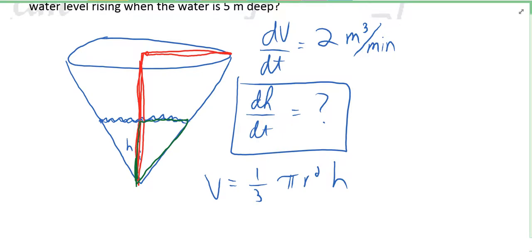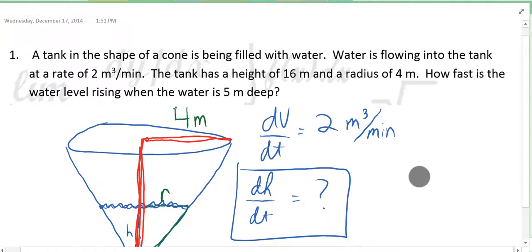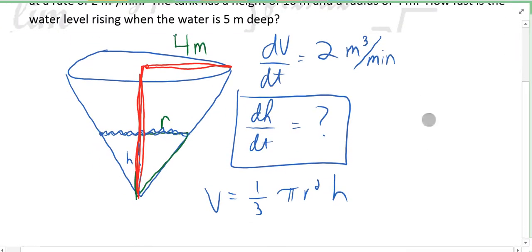Which means even though the height and the radius of the water are changing, they have a relationship with each other. I haven't even labeled it yet, which is bad of me, but that's the radius of the water right there. That's a little r in this equation. Keeping in mind here, it says it's a 4 meter radius and a 16 meter height. Those numbers are not changing.